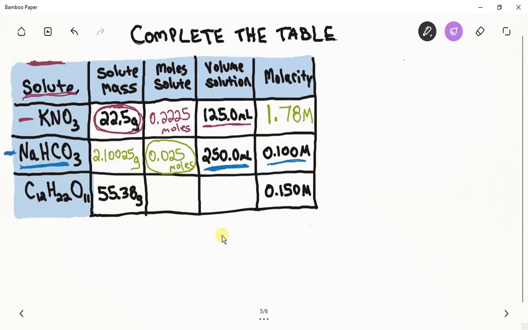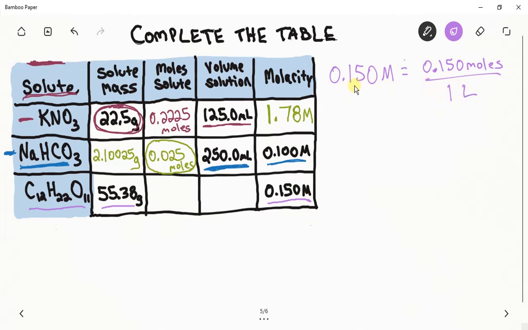Okay, so last one. We have C12H22O11, and we have 55.38 grams of that. And it tells us we have a molarity of 0.150. So let's start with the molarity first. If we have a molarity, a 0.150 molarity, that means we have 0.150 moles in 1 liter of solution, in 1 liter of water. All right, so now we know how many moles we have in 1 liter of water.